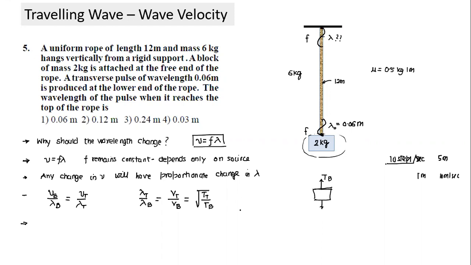So tension at the bottom, TB, is equal to 2g, the mass below that point being 2 kg. And what is the tension at the top? The tension force at the top supports the entire weight: the 6 kg mass of the rope plus the suspended mass, 8 kg. So tension at the top will be 8 into g. So tension at the top is 4 times tension at the bottom. Since the ratio is 2, the wavelength at the top will be twice the wavelength at the bottom.